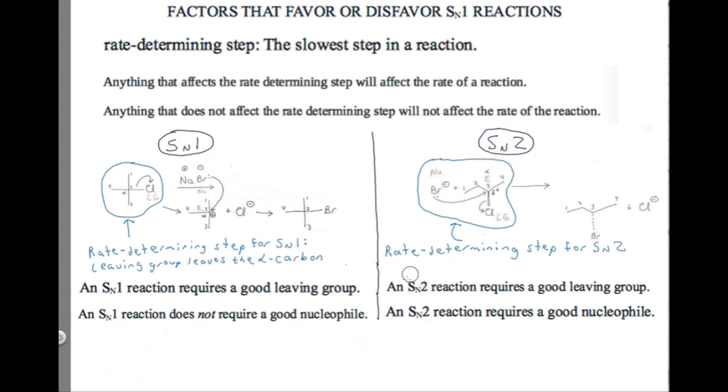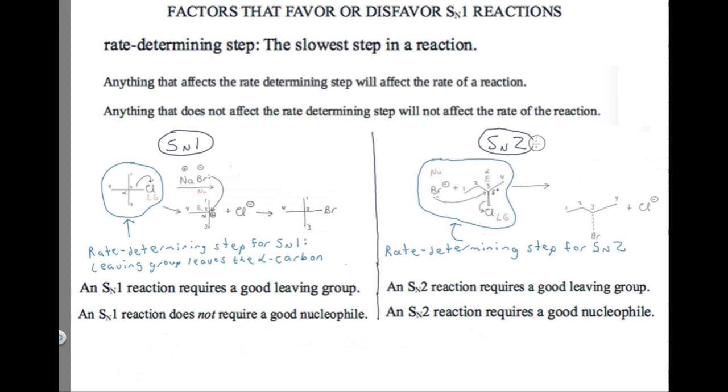Let's start here with the SN2 reaction. We know that the properties of the alpha carbon can affect an SN2 because the alpha carbon participates in the rate determining step for SN2. But what about the alpha carbon matters for an SN2 reaction? This is something that we talked about in the SN2 series.